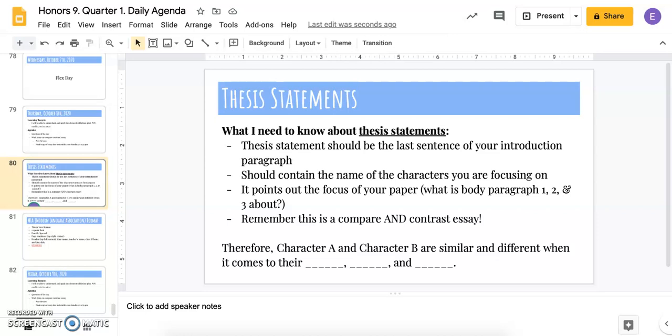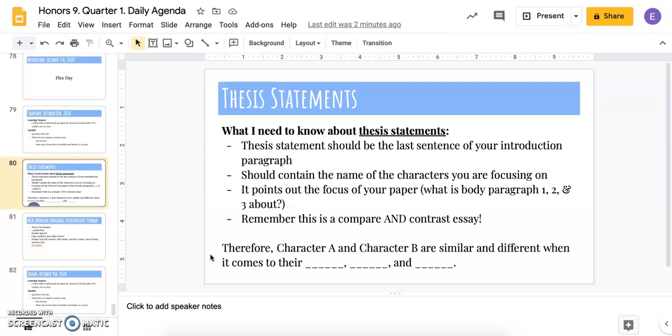Remember that this is a compare and contrast essay. So if you only talk about how they're similar in your thesis statement, you are not covering everything that you need to cover. Notice at the bottom here, I have a very basic example of what this thesis statement could look like. Obviously, I would say take it, make it your own. If you feel like this basic structure is what you want, then that's okay as well. I would say look at the flow of your introduction paragraph before settling in on your finalized thesis statement.